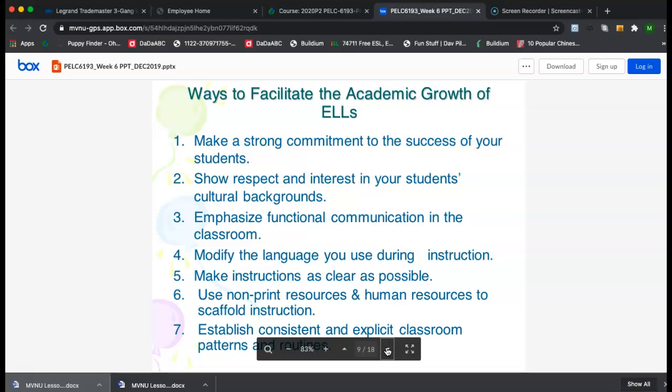Emphasize functional communication in the classroom. We need to modify the language that we're using during instruction. We still need to use academic language. We just need to make sure that our English language learners understand that academic language. Make the instructions as clear as possible. Use non-print resources and human resources to scaffold instruction. And establish consistent and explicit classroom patterns and routines.